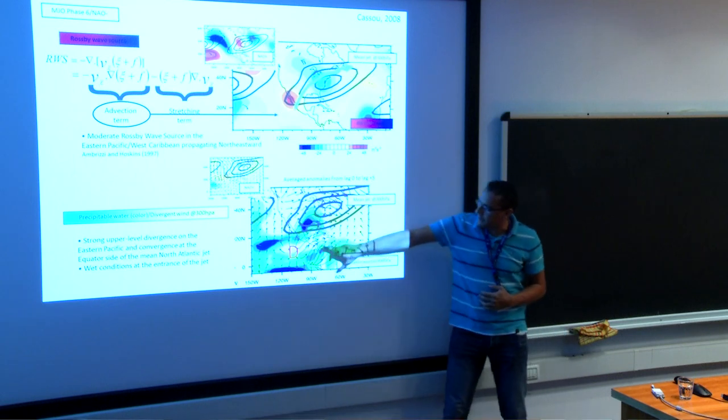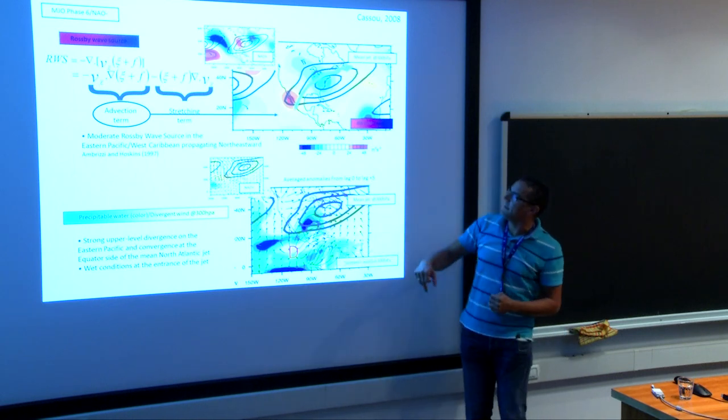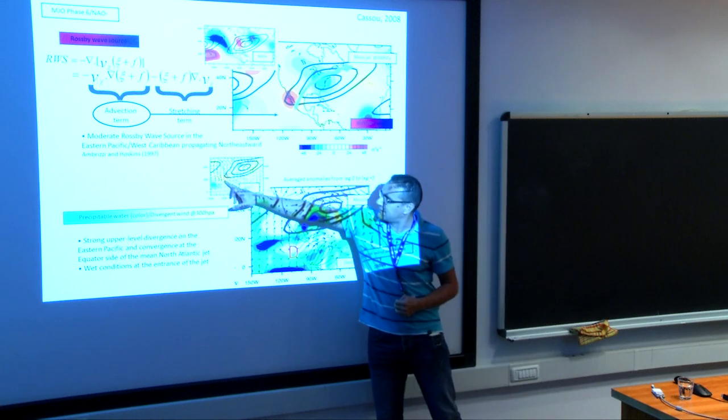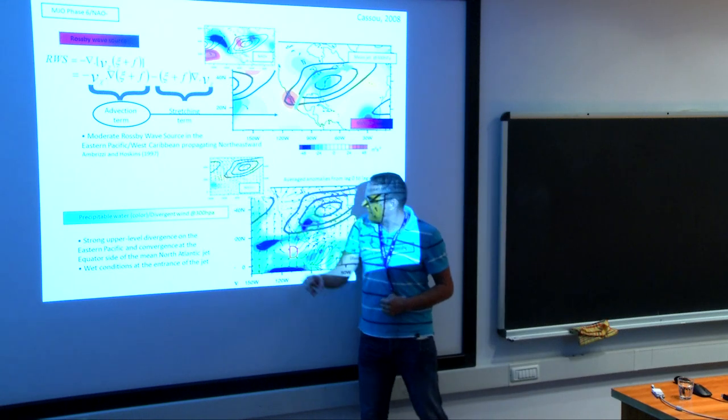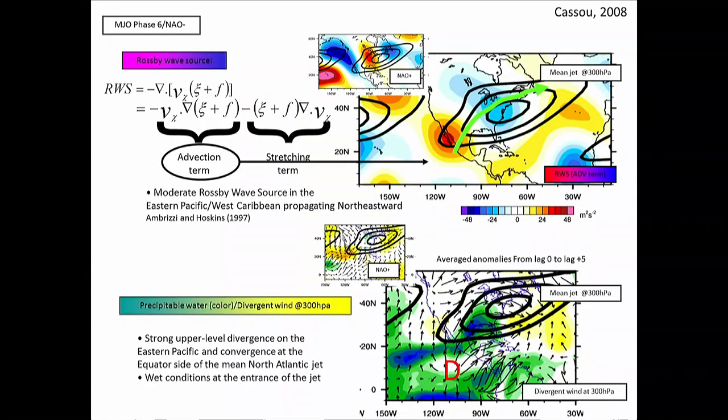As we can see, we have here the opposite. Instead of having this convergence at the entrance and dry conditions, now we have more divergence at upper levels and more supply of moisture, which is good for us because it will enhance, 5 days later or more, good conditions to have this negative NAO well established.